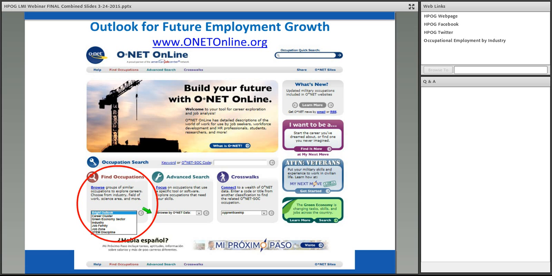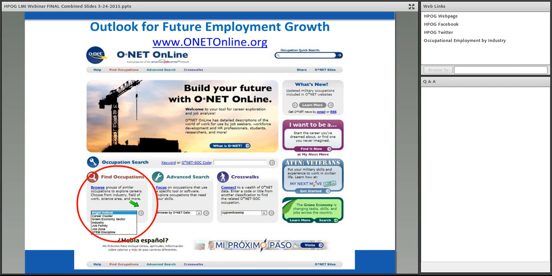So this is the home page, and O*NET Online has a lot of different searches, but as you'll see here, under Find Occupations, there's a drop-down box, and one of those searches is by Bright Outlook, and Bright Outlook means that it's in demand. It's defined as occupations that are expected to grow rapidly in the next several years, or will have a large number of job openings, or are new and emerging occupations.